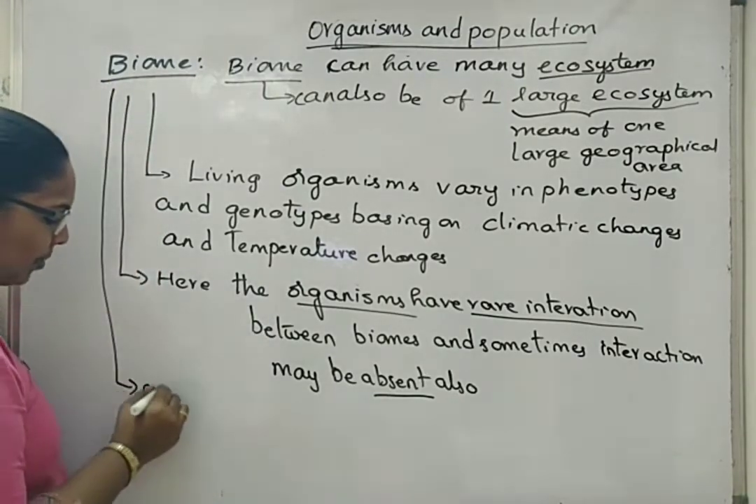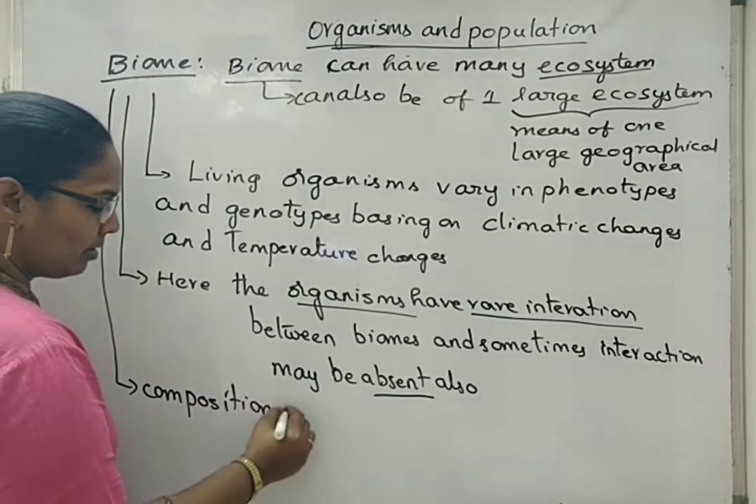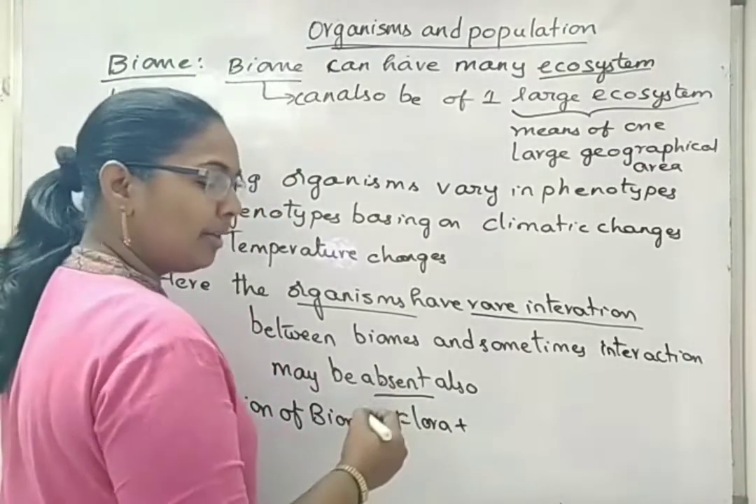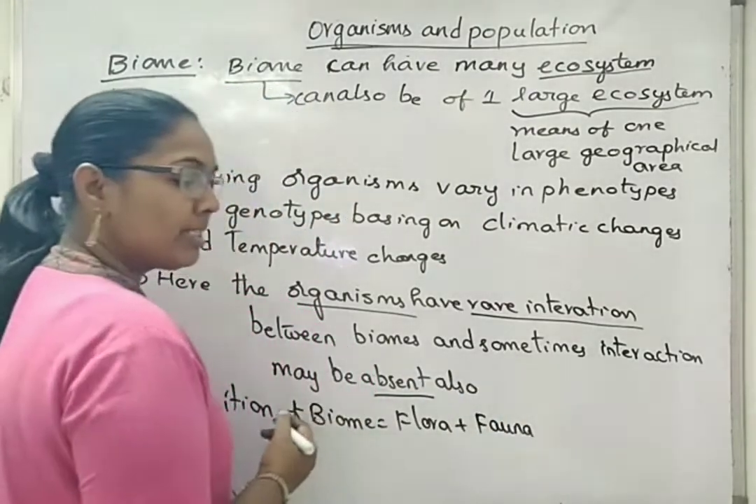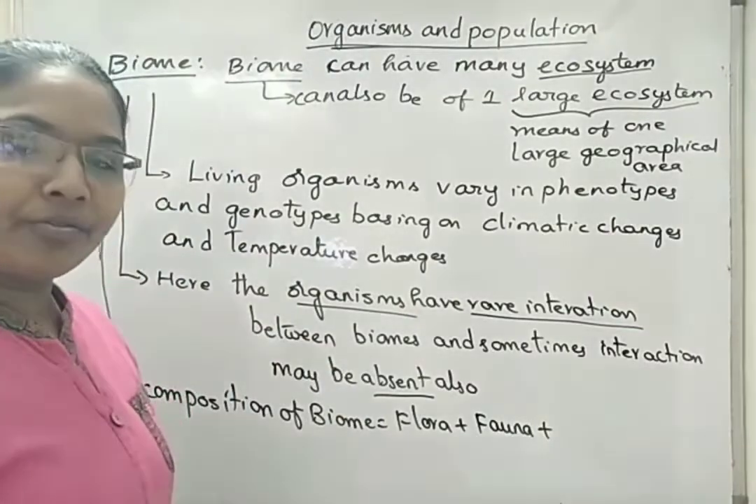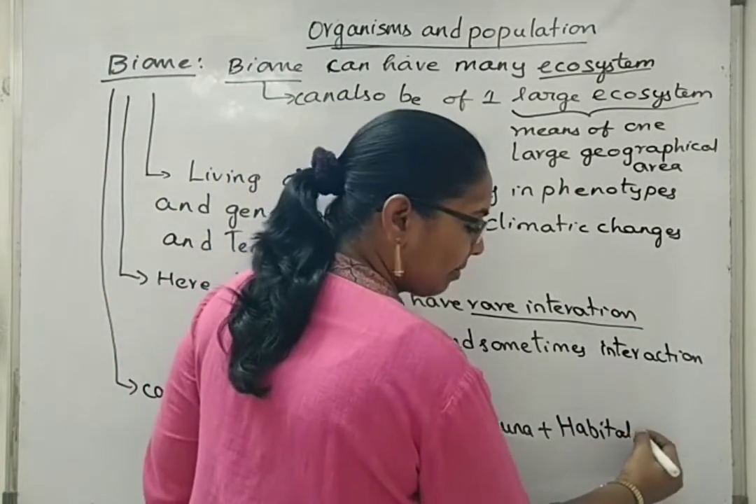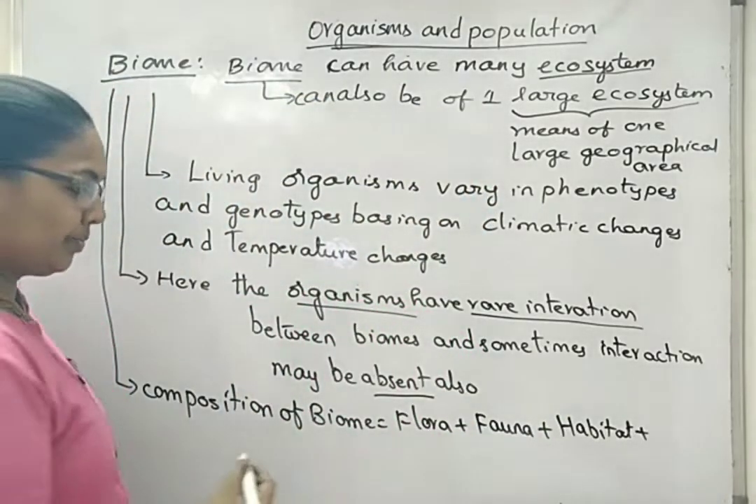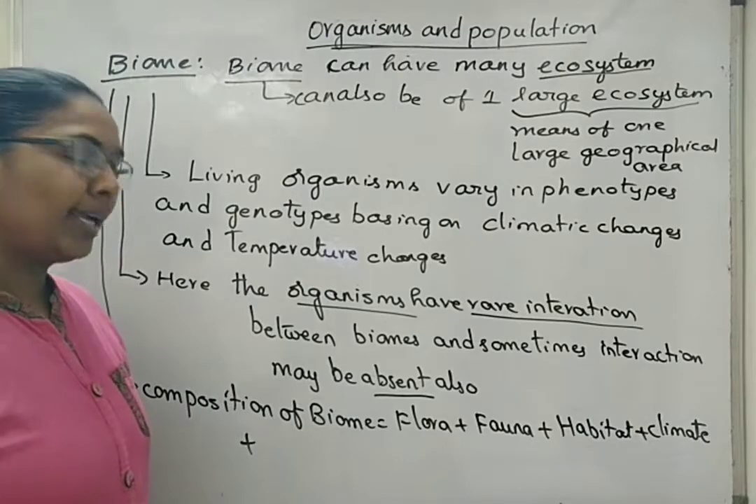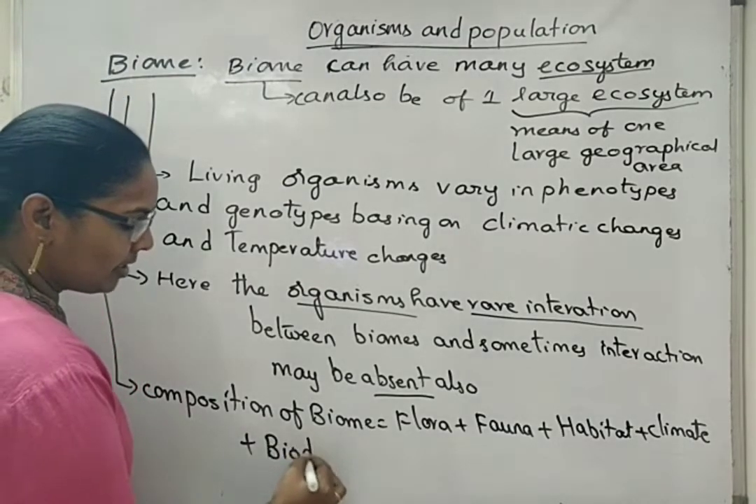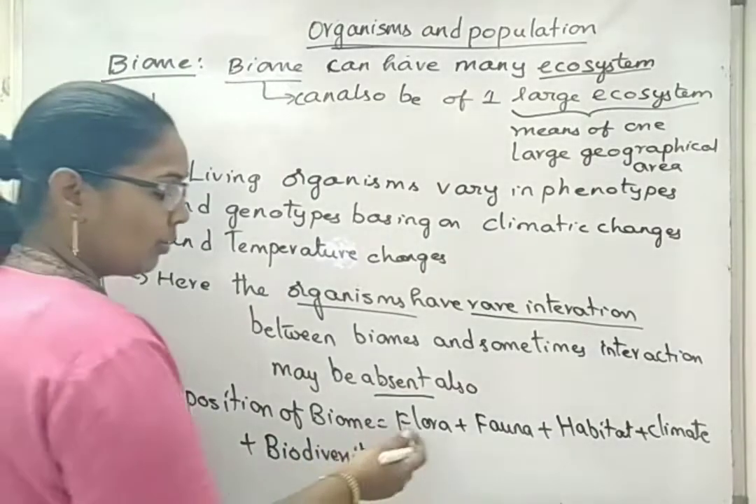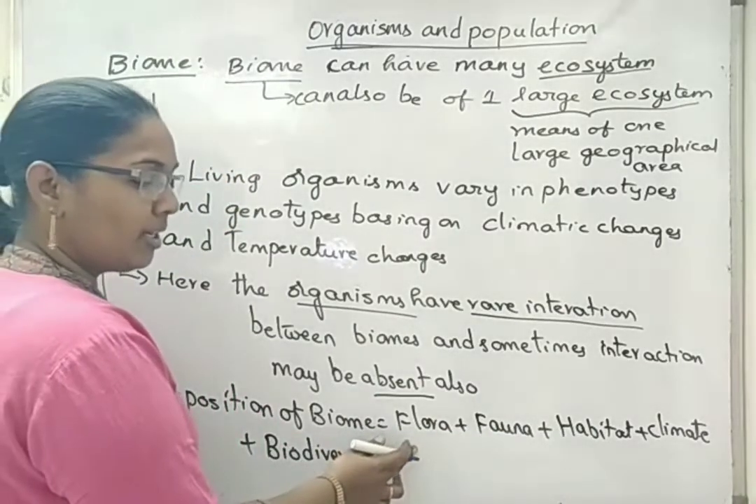So we can also write the composition of a biome as flora, meaning all the plants that are living in a biome, plus fauna, animals that are living in a biome, plus the permanent residence of those plants and animals, nothing but the habitat of the living organisms. So I'm writing here the habitat plus the climate in that particular biome plus the different types of plants and animals that we refer to with the term biodiversity. Not only the existence of plants and animals, but also the differences between all these organisms within the flora, within the fauna, among both flora and fauna, etc.